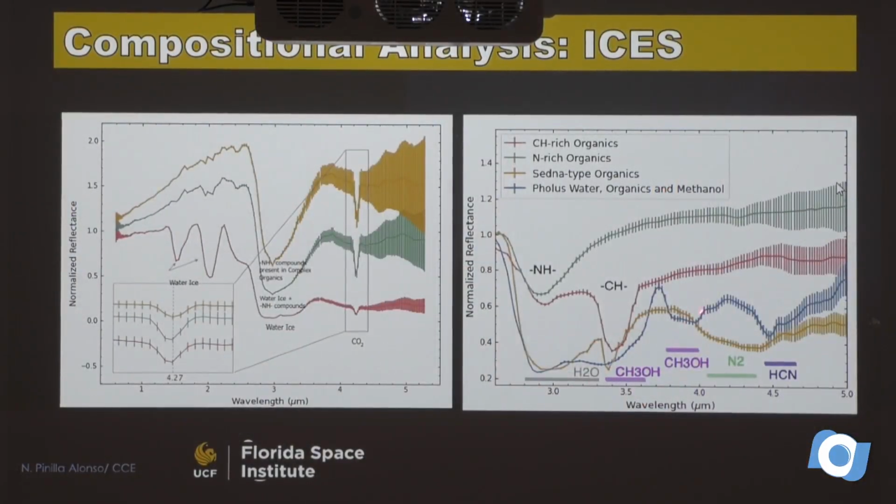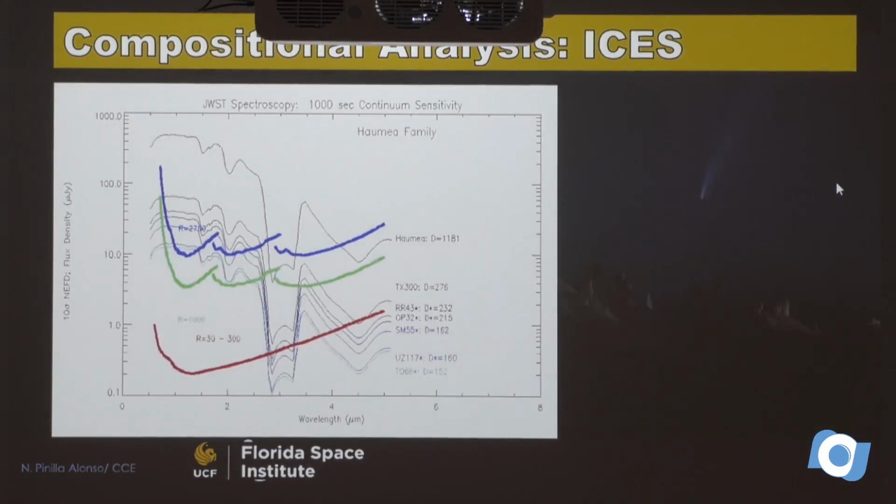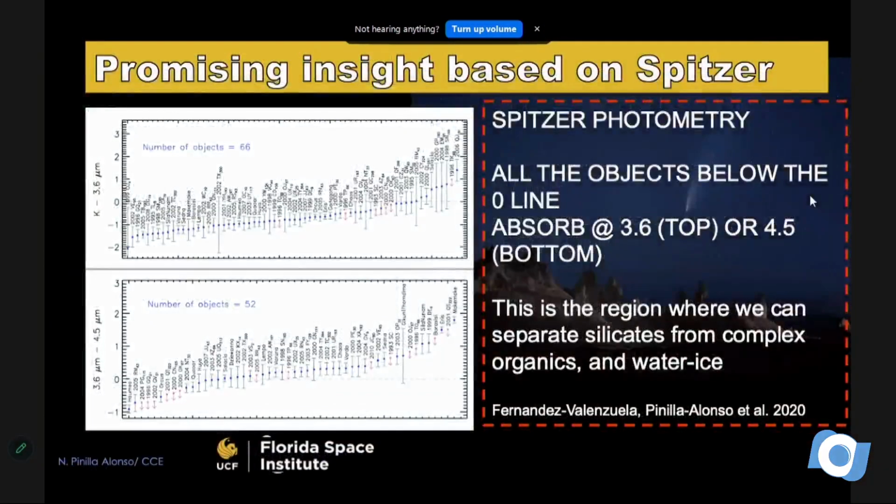But also we could detect methanol, for example, here. We could detect N2, we could detect HCN here. All of these products on the different stages that we saw yesterday on the formation of ices in the interstellar medium. This is just the simulation for the Haumea family, the one that is rich in water ice. And this was something that was giving us a lot of hope on what we would see.